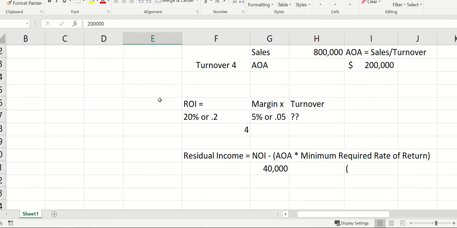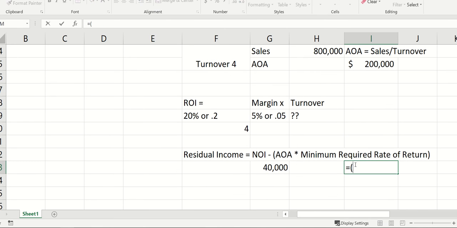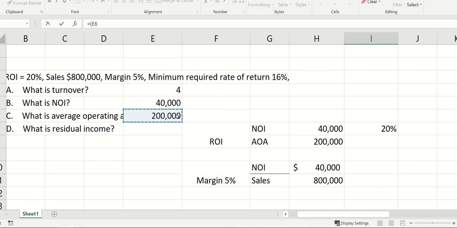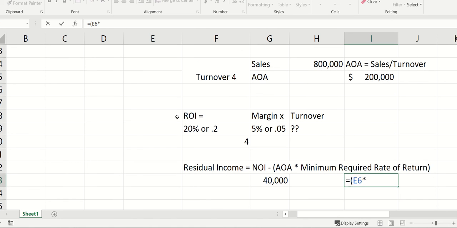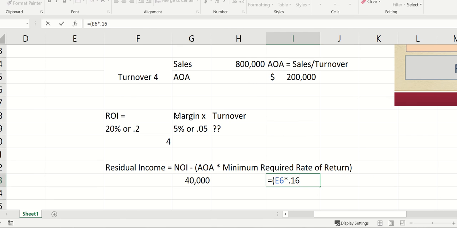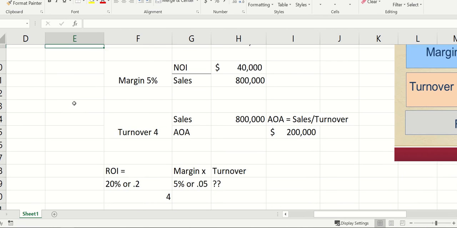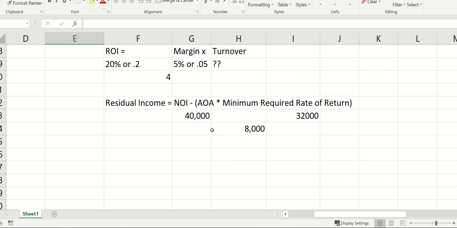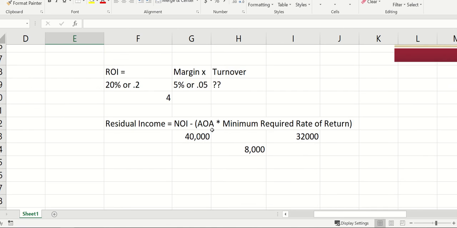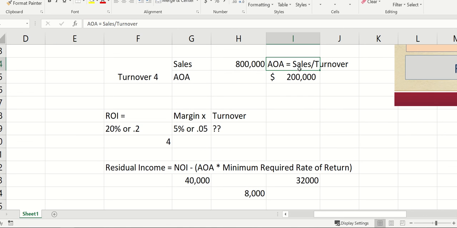200,000, let's do a formula, equals 200,000 multiplied by 16% minimum required rate of return. So now we have our net operating income, and we'll deduct our AOA multiplied by 16% minimum required rate of return. And so our residual income would be 8,000. Definitely with this one, solve for the unknown, and you'll have to work backwards sometimes, manipulating the formula: AOA equals sales divided by turnover.